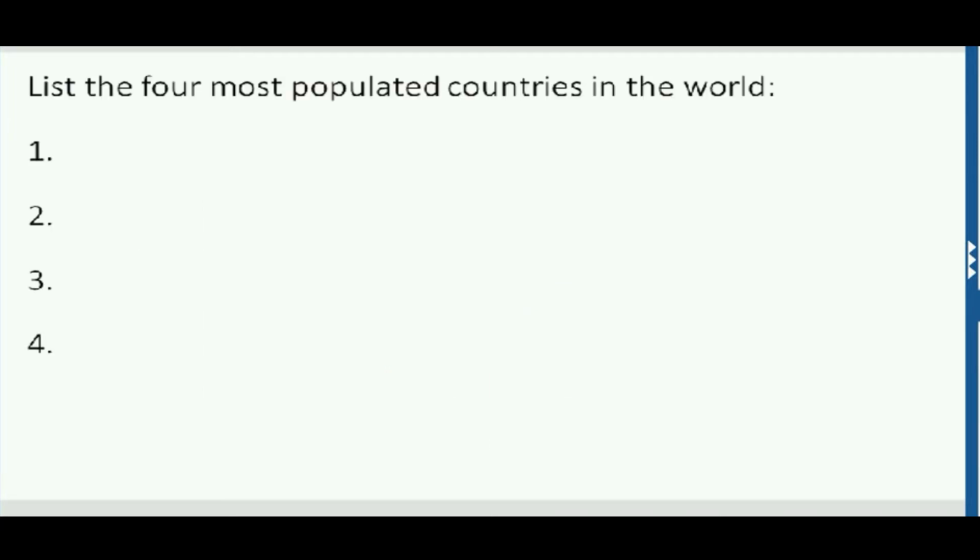The four most populated countries in the world: China, India, here we are, and Indonesia. I bet you guys didn't think we were going to be at the top, huh?